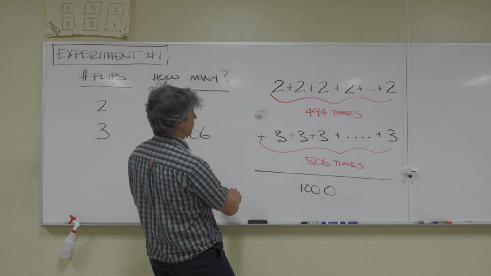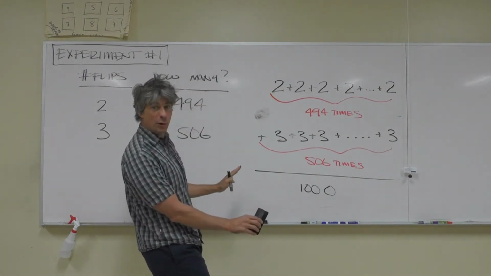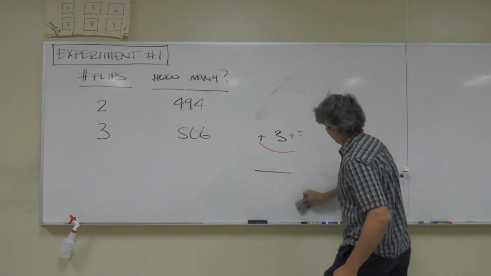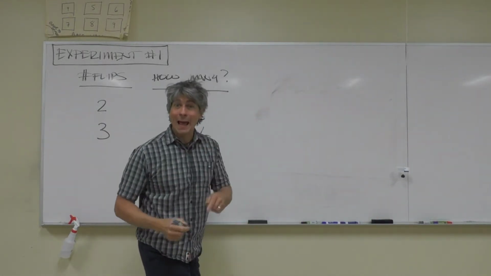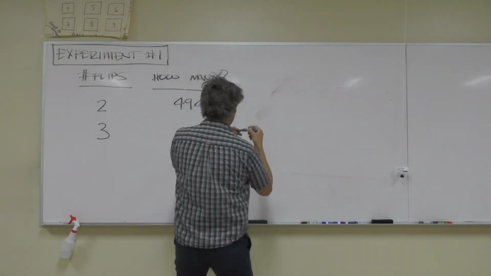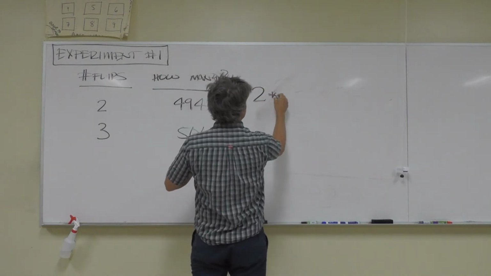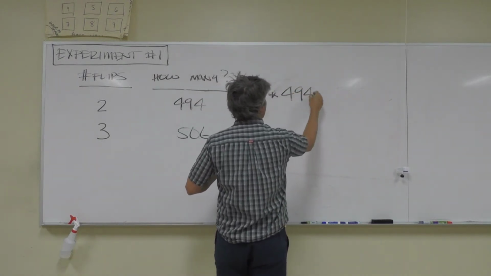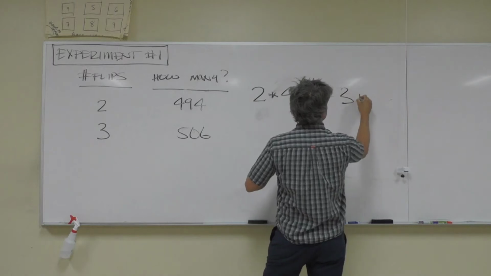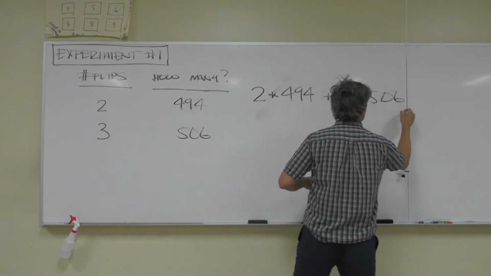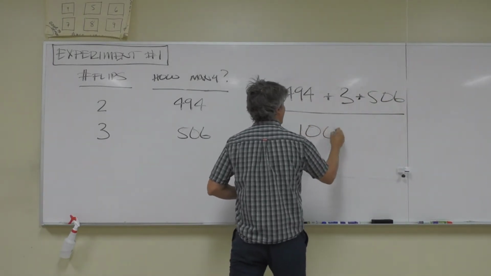So I vote that we rewrite this whole thing, with your permission, as 2 times 494 plus 3 times 506 divided by 1,000.